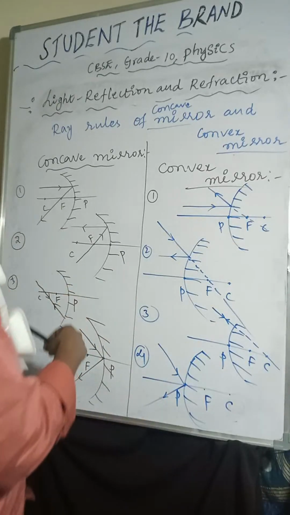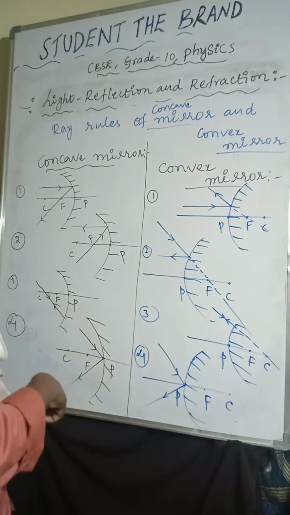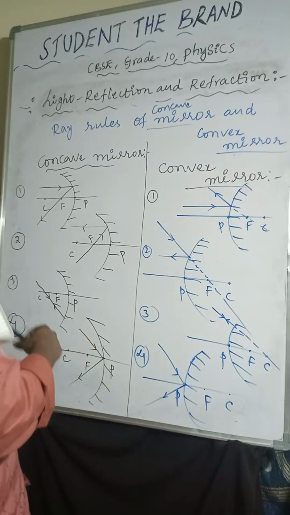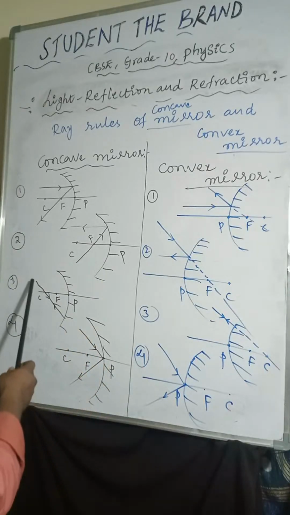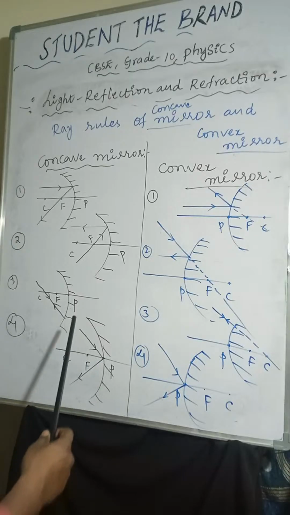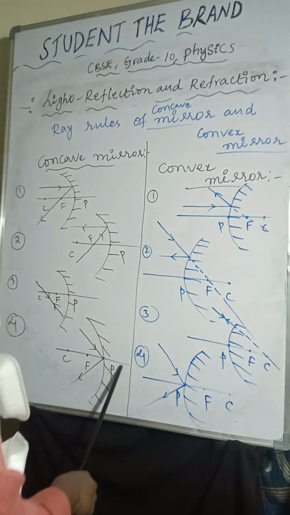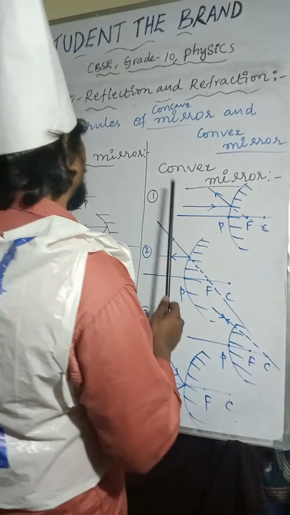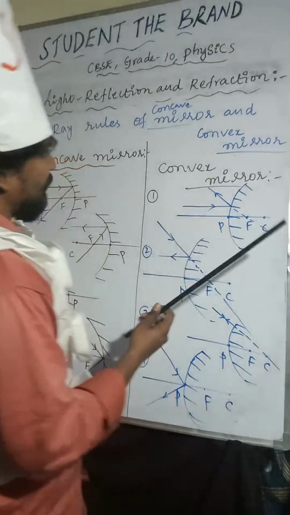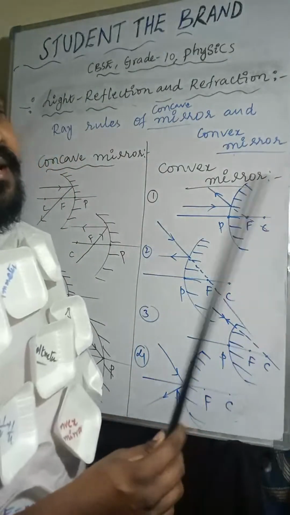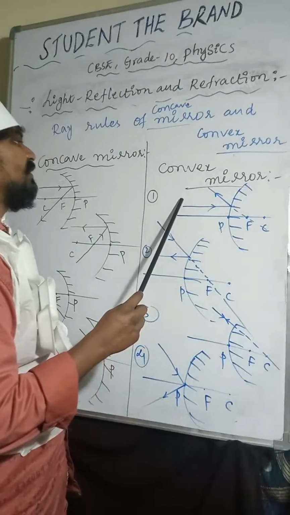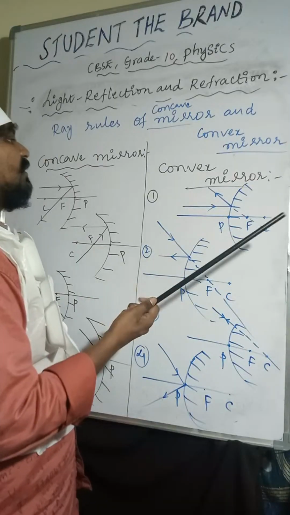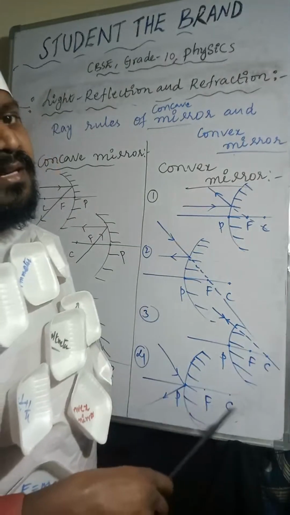Light rays coming from infinity, after reflection, pass through the focus. Light rays passing through the focus, after reflection, move towards infinity. Light rays passing through the center of curvature retrace their original path. Light rays incident at the pole reflect back. Convex mirror is a diverging mirror, concave mirror is a converging mirror.